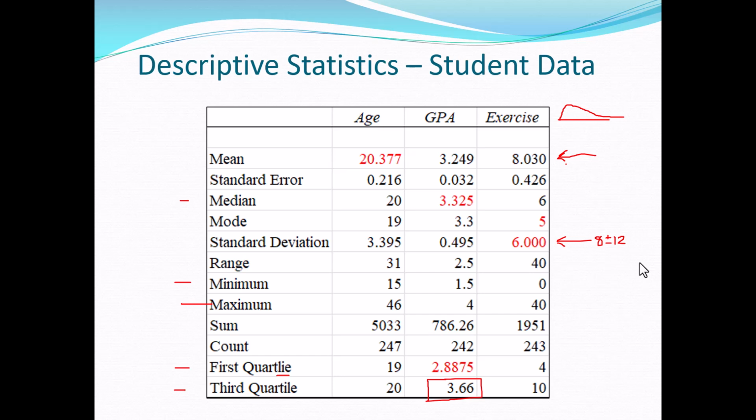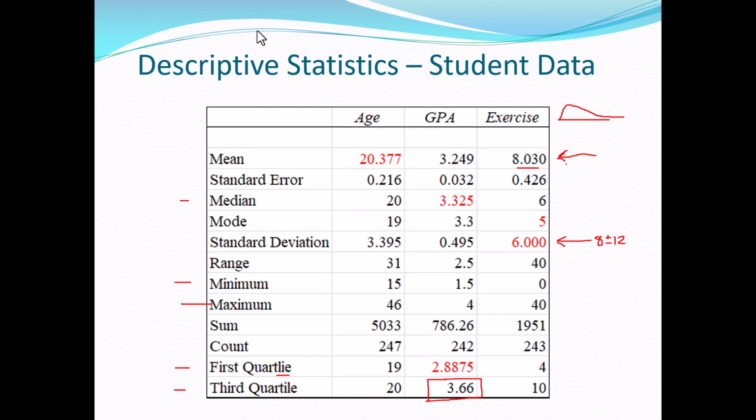Now you can't get a negative exercise time. Oh boy, I wish I could get exercise by not doing anything, but the lowest exercise time will be 0. So I'm going to say I expect most of the exercise times to fall between 0 and 20, and again, if I wasn't rounding, 20.03 hours per week. And that's how I want you to interpret the standard deviation.